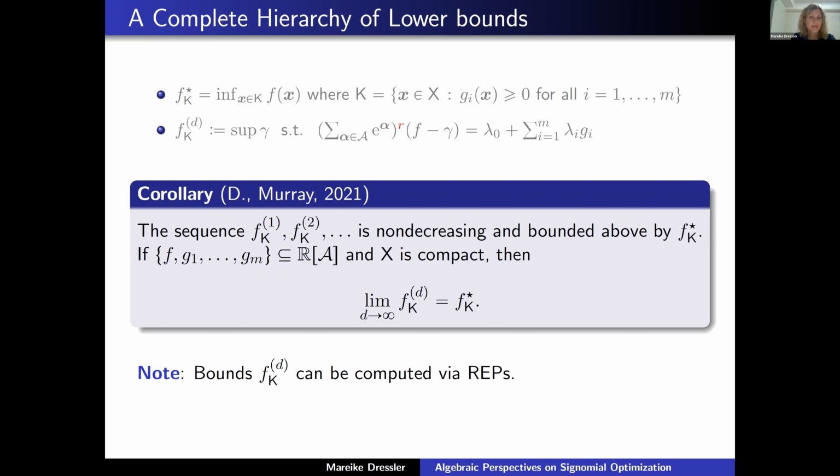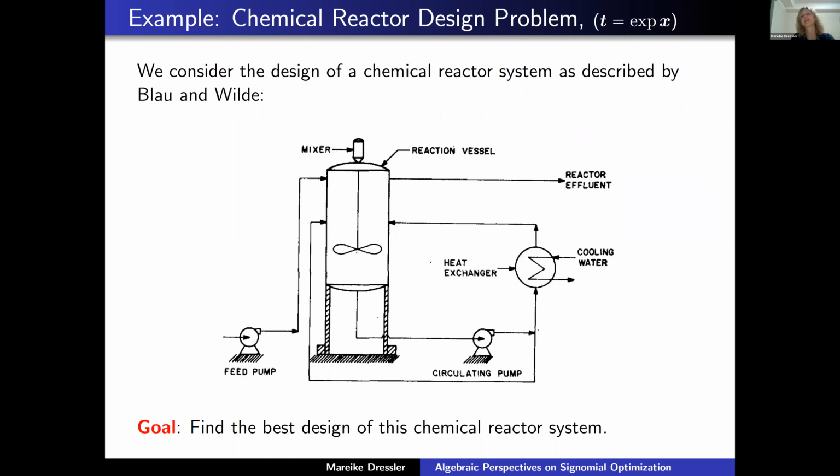Yeah, and this is implemented in the Python package SageOpt. And we now want to look at an example, namely a chemical reactor design problem. So we consider the design of a chemical reactor system as described by Blau and Wilder. So this is exactly this reactor exchanger pump system. And the goal here is just to find the best design of this chemical reactor system.